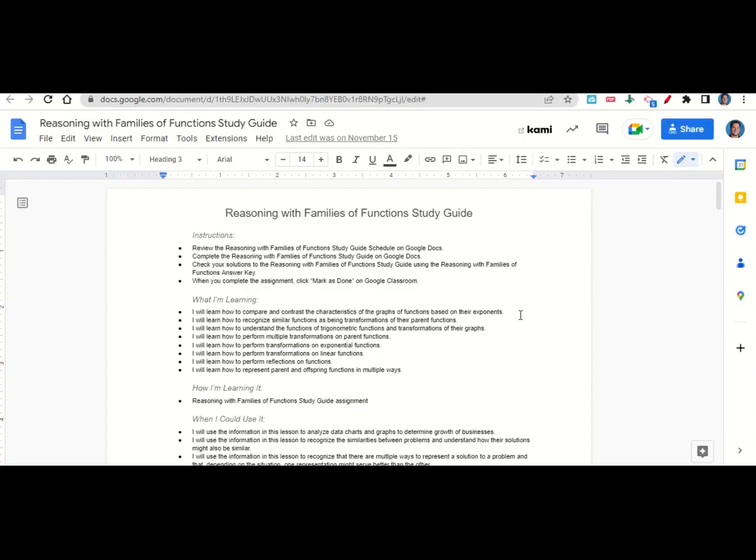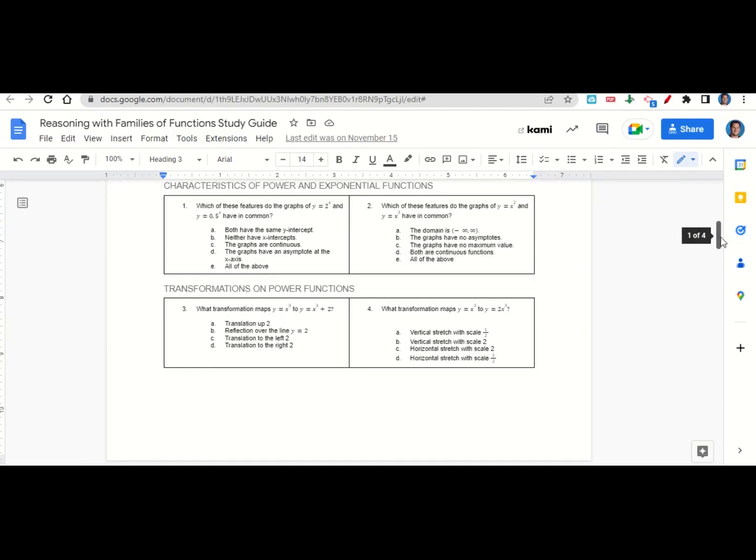Take a look now at the Reasoning with Families of Functions Study Guide assignment. The assignment begins with the learning goals and success criteria. If we scroll down, we can see the questions.